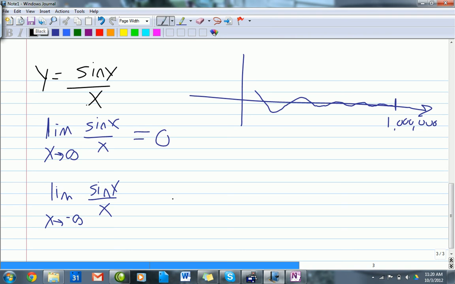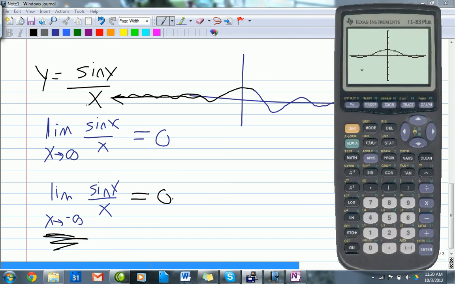In fact, we have the same behavior as x is going to negative infinity. Way down here on the x-axis, we have tighter and tighter pinching about y equals 0. So the limit as x goes to negative infinity is also 0. We can kind of see that here, or I can zoom out and we can see that as well.